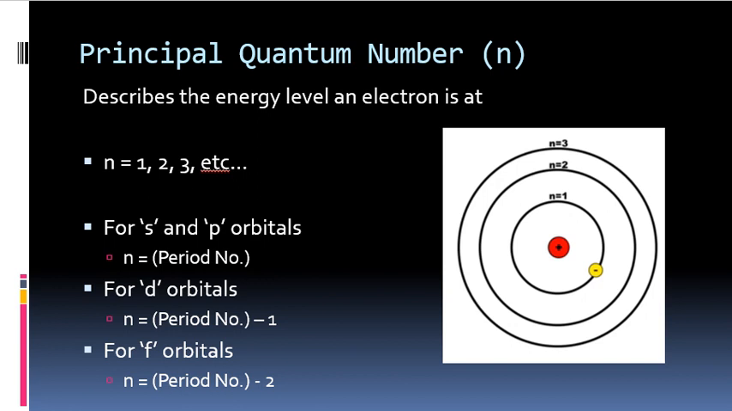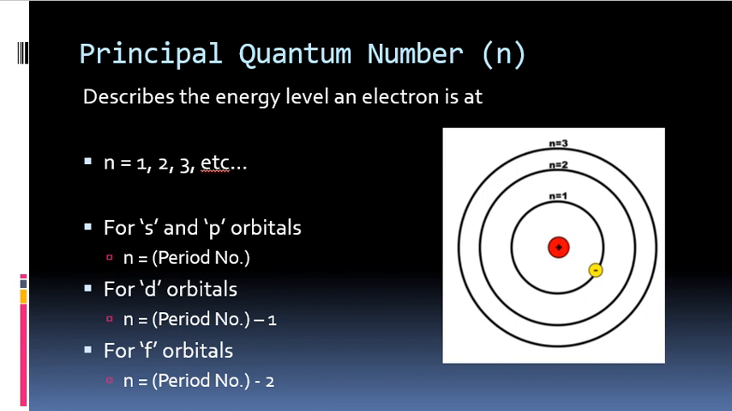Now for s electrons and p electrons, the principal quantum number n is going to equal the period number. For d electrons, the principal quantum number is going to equal the period number minus 1. Whereas for f electrons, the period number minus 2 would be the principal quantum number. So for an s element in the second period of the periodic table, its outermost electron would be in the second energy level.